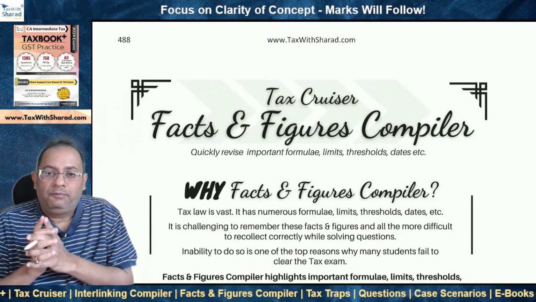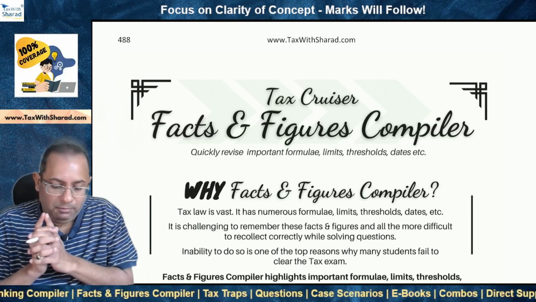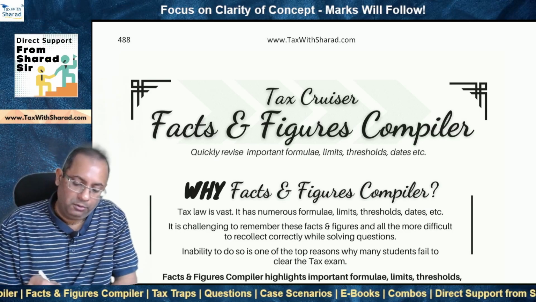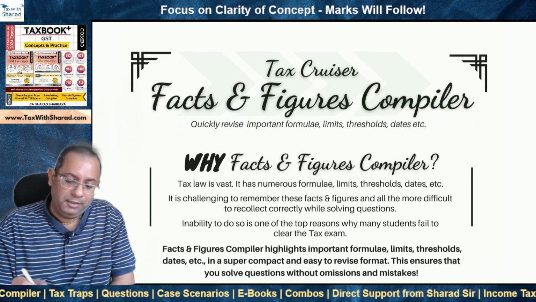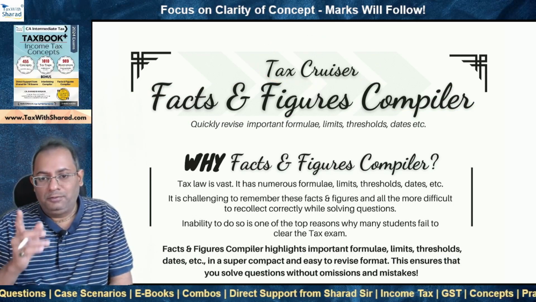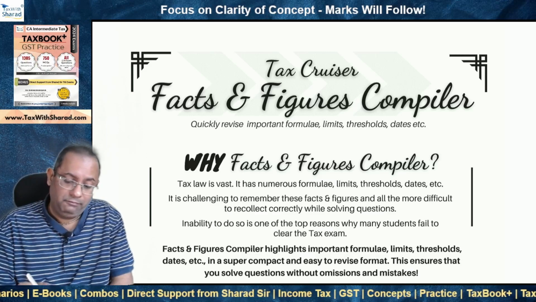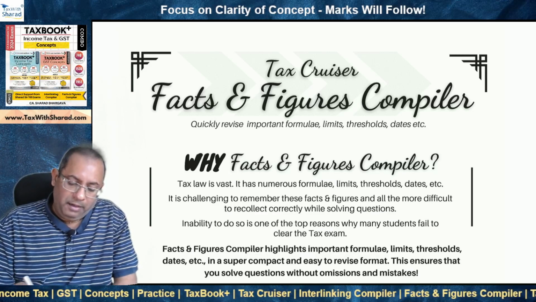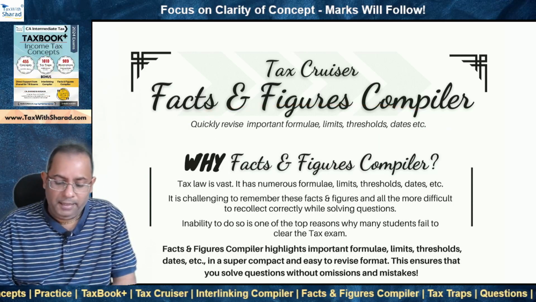If you are preparing for the CA Intermediate Taxation paper, then this video is going to be extremely useful for you. In this video, we are going to cover the facts and figures compiler. As you know, there is a document called Tax Cruiser, and Tax Cruiser has two compilers. One is the interlinking compiler, which is very useful, and the other is the facts and figures compiler. This compiler will help you to quickly revise important formulae, limits, thresholds, dates, etc.